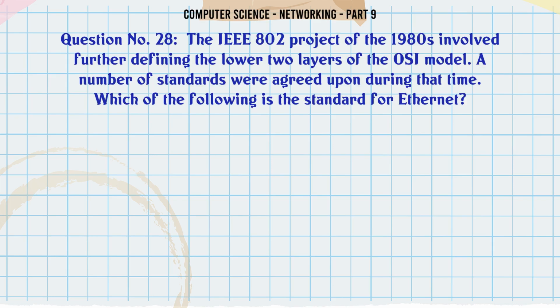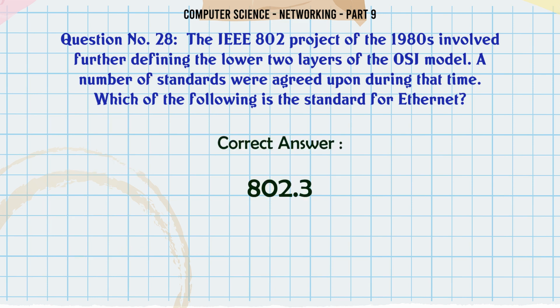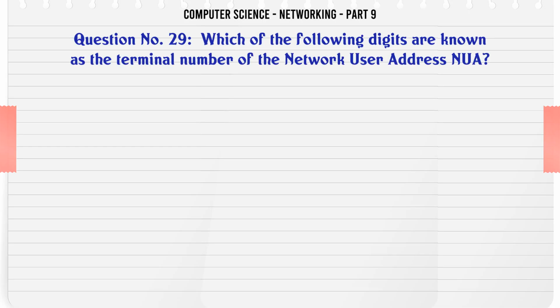The IEEE 802 project of the 1980s involved further defining the lower two layers of the OSI model. A number of standards were agreed upon during that time. Which of the following is the standard for Ethernet? A. 802.2, B. 802.3, C. 802.4, D. 802.5. The correct answer is 802.3.